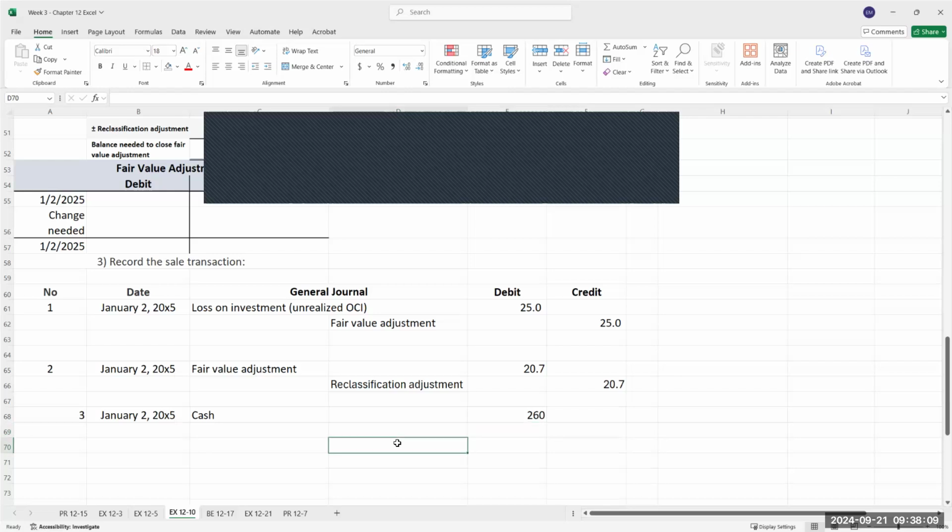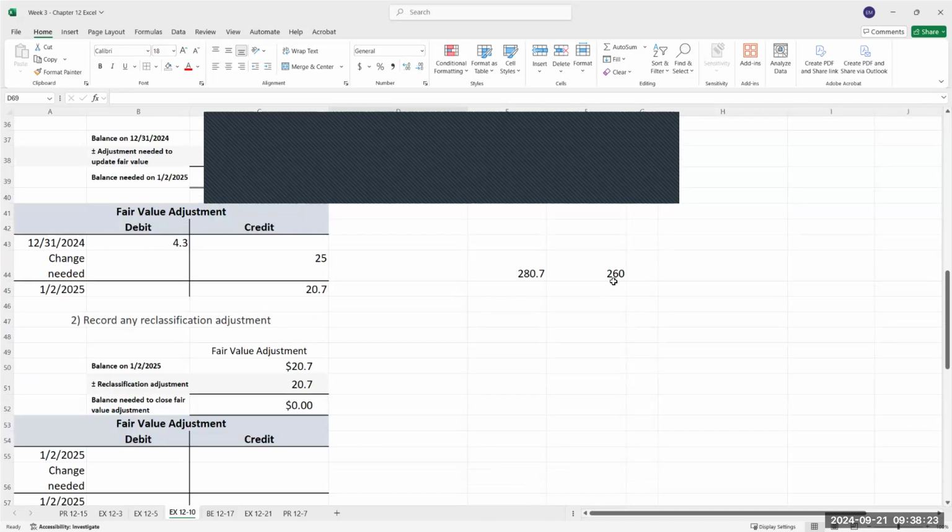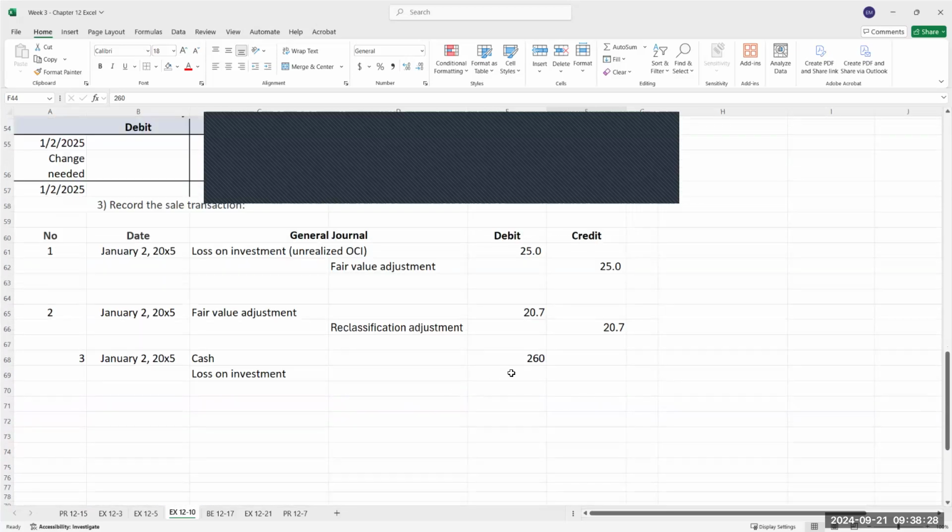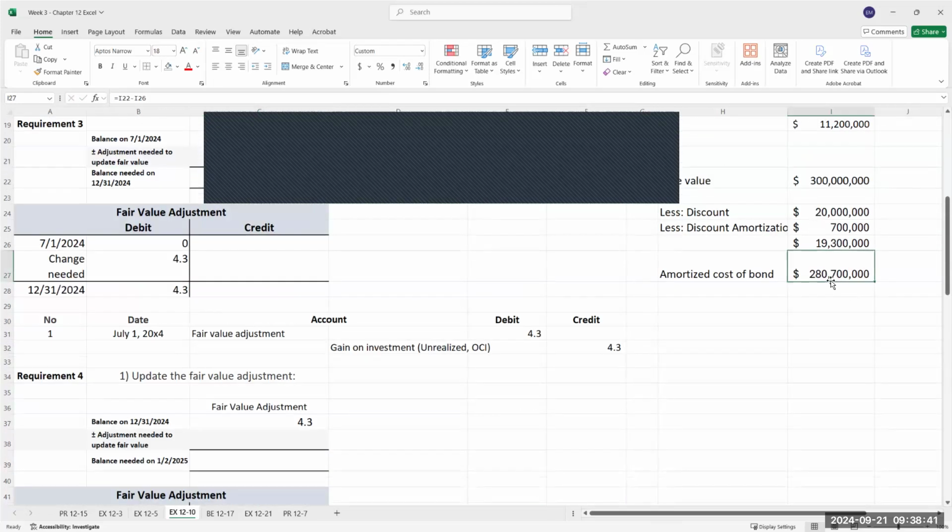And again, we'll use what we know to figure out what we don't know. We know what the loss on the investment is. The loss on the investment, which we know is the difference between the amortized cost of the bond minus how much we sold it for, is the 20.7. Next, we account for the balance in the discount on bond investment, which we know is the 19,300,000.